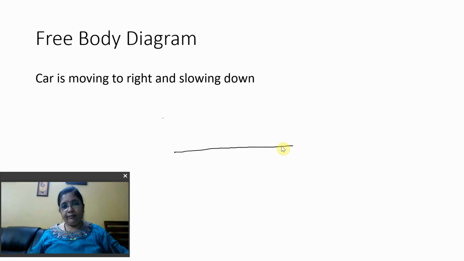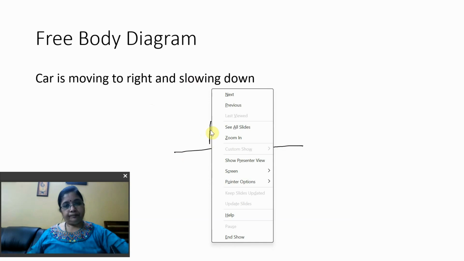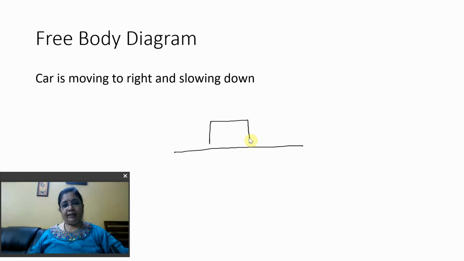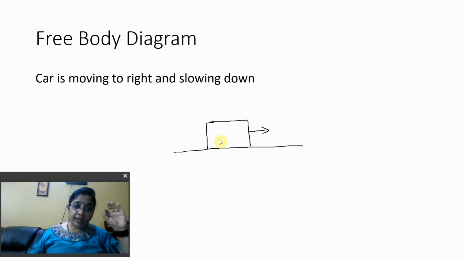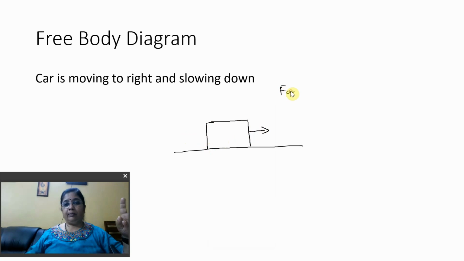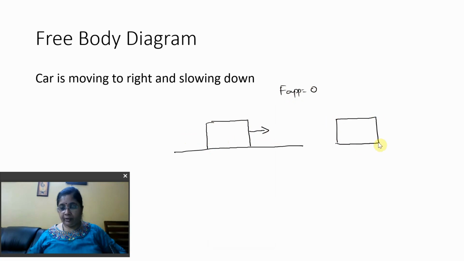So you have the road, you have the car that is moving, right? This car is moving, but it is slowing down. It is slowing down, which means the applied force is not there, it is equal to zero. So now you're isolating the car. What are the forces acting on it?